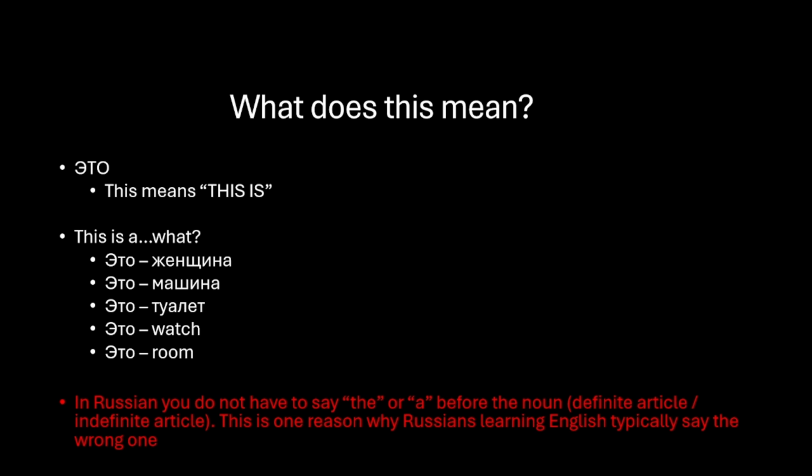Это, do you know how to say it? Watch. Это часы. This is a watch. Это room. Do you know how to say room? Это комната. All right, very good. So, just to stress once more, there is no the. You just say this woman, this car, this bathroom, this watch or clock, this room. You don't say a or the. Boom.